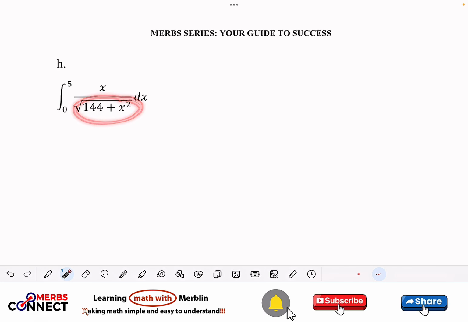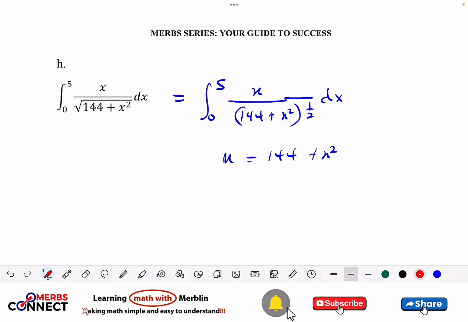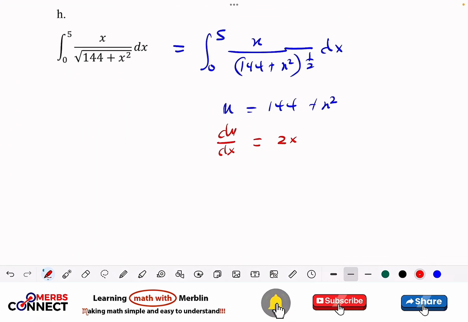So this, the same thing, let u be equal to what is under the root. But remember, this can be written as the integral from 0 to 5 of x divided by 144 plus x squared to the power 1 over 2 dx. So the one with the highest degree is this, right? So u is equal to 144 plus x squared. So du over dx is equal to 2x. So du is equal to 2x dx, and dx is equal to du over 2x.